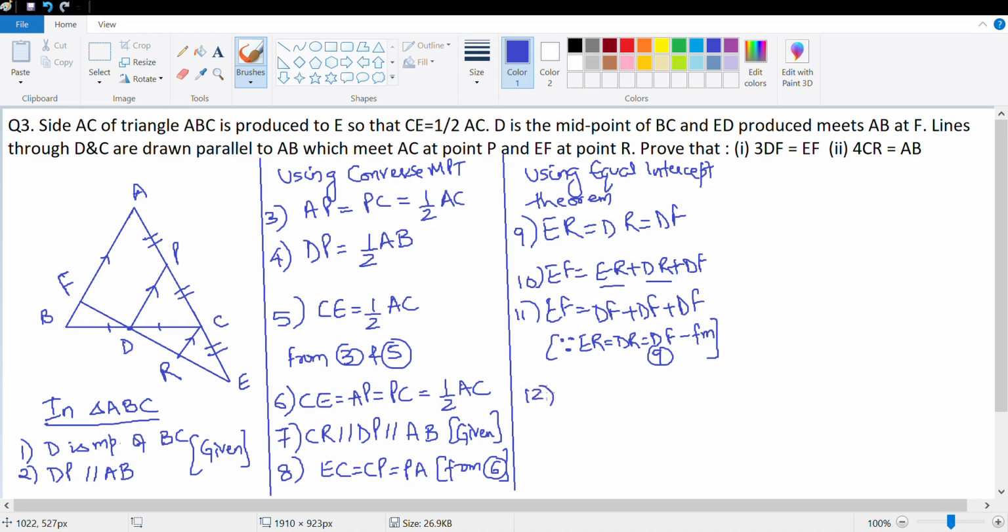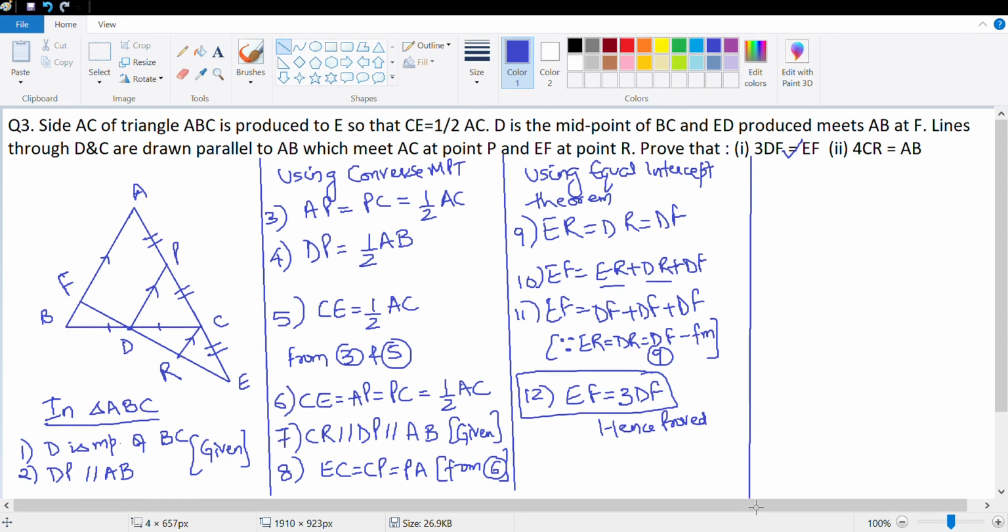So that gives us EF is equal to 3 times DF. This is what they wanted me to prove. So hence proved. My first part of the question, which is EF is equal to 3 DF, is done.